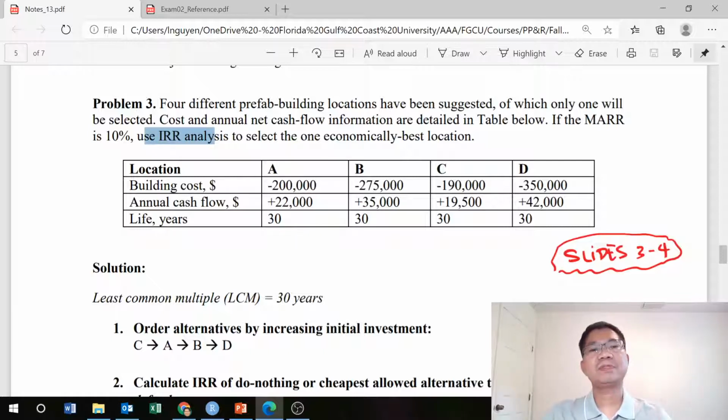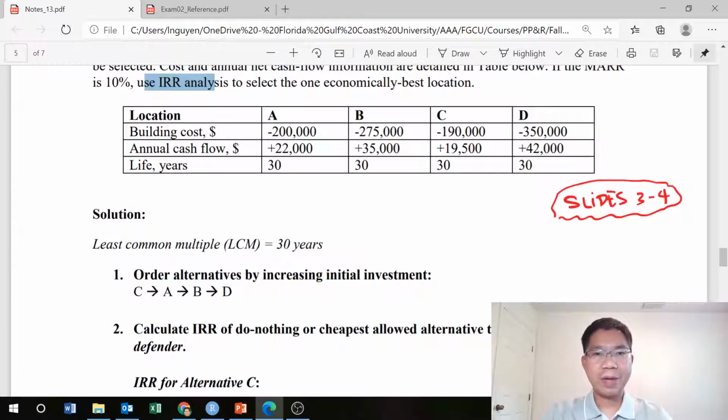So they specify which method to use to select the most economical location, the best location economically. We have 4 locations, A, B, C, D. Building costs: 200,000 for A, 275,000 for B, 190,000 for C, and 350,000 for D. Annual cash flow, so the income, positive: 22,000 for A, 35,000 for B, 19,500 for C, and 42,000 for D.